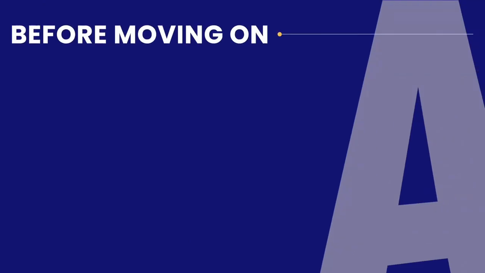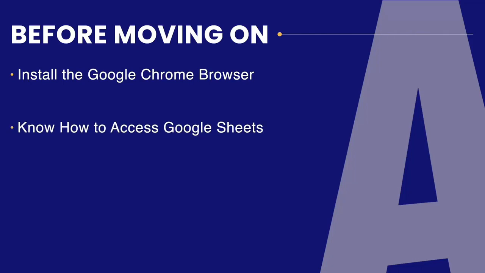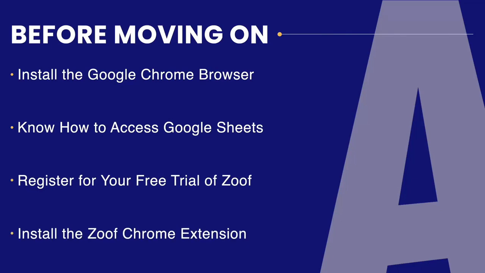Now, before you head into the next lesson, make sure you've done the following. Install the Google Chrome browser, know how to access Google Sheets, registered for your free trial of Zoof, installed the Zoof Chrome extension. And once you have Zoof installed, be sure to grab your Zoof badge.